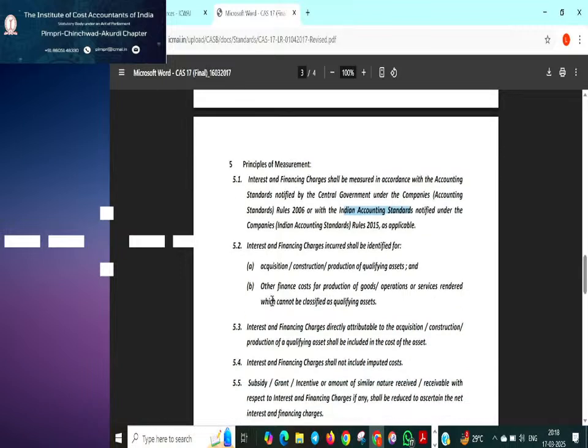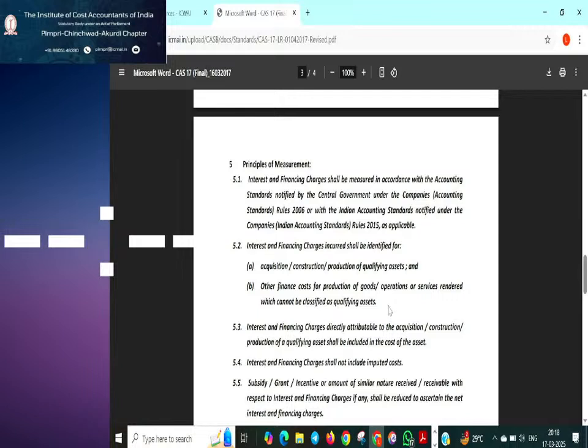Okay. Interest and financing charges incurred shall be identified for what purpose? Acquisition, construction, or production of a qualifying asset, and other finance cost for production of goods, operations or services rendered which cannot be classified as qualifying assets.